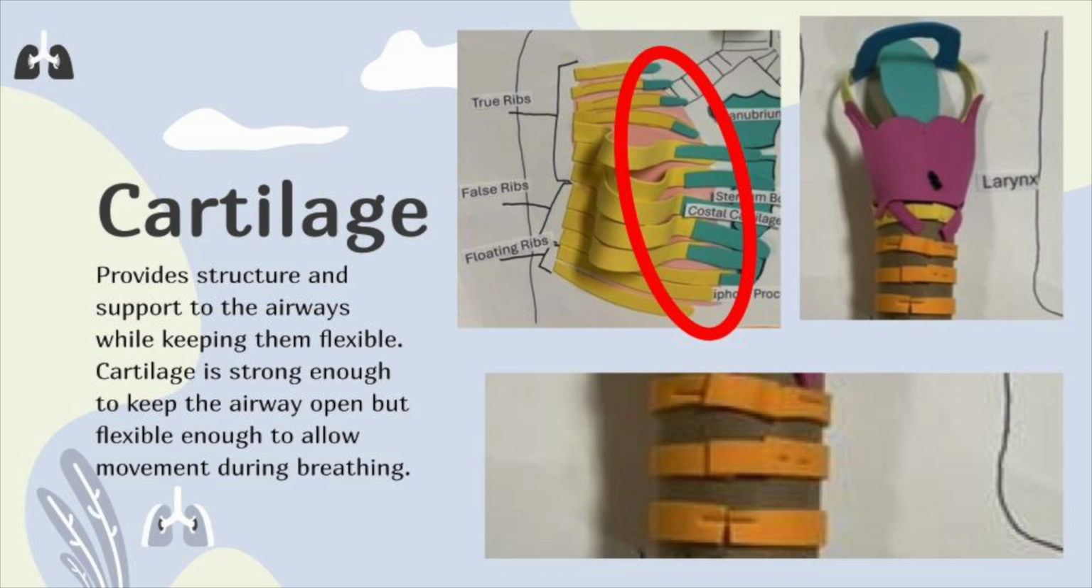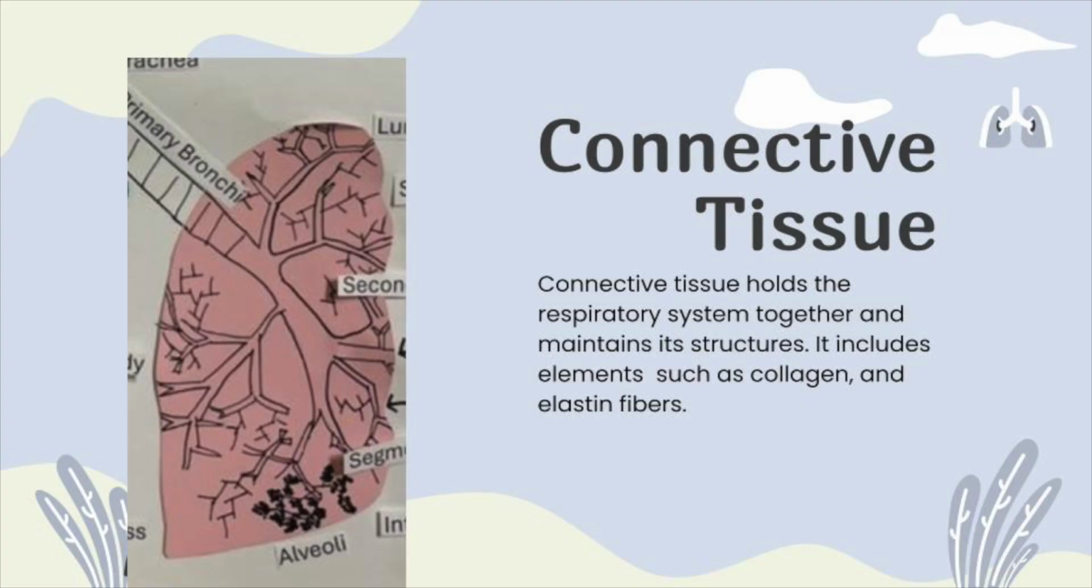Costal cartilage allows ribs to expand during inhalation. Connective tissue helps hold blood vessels, nerves, and lymphatics in place within the lungs.